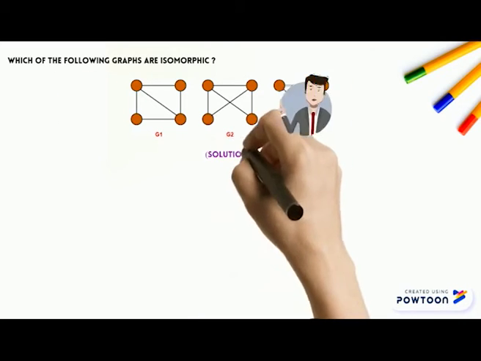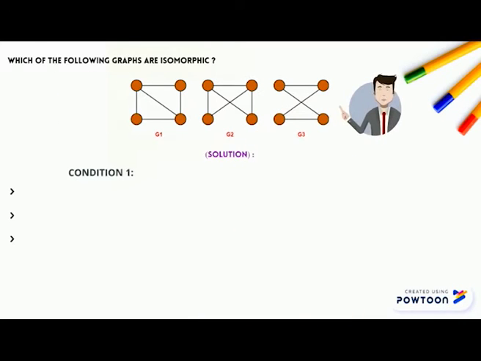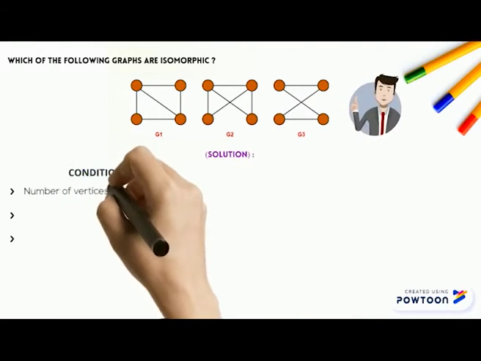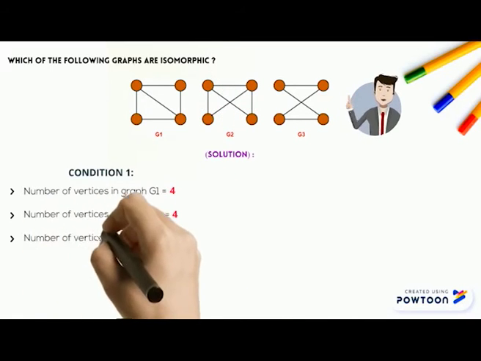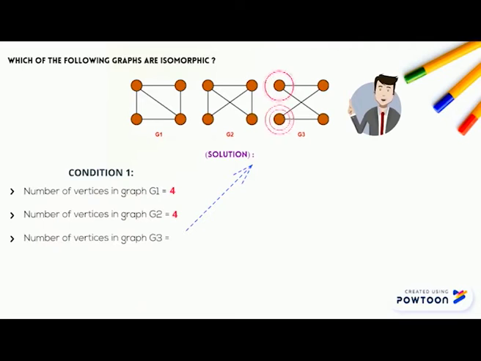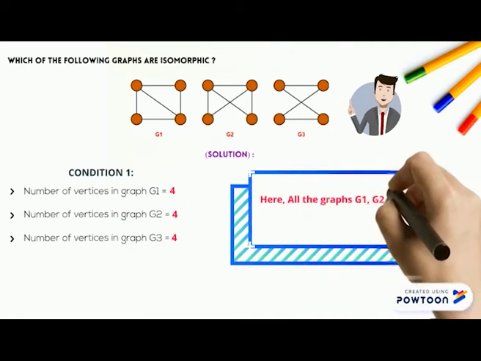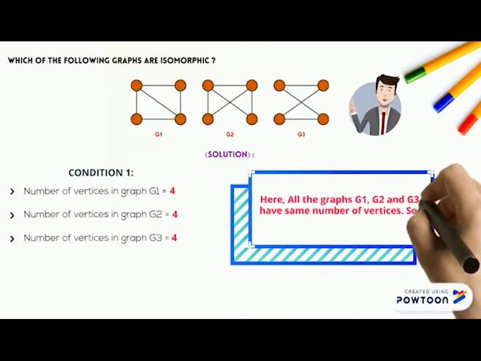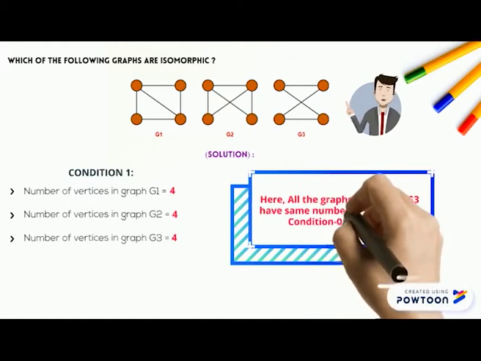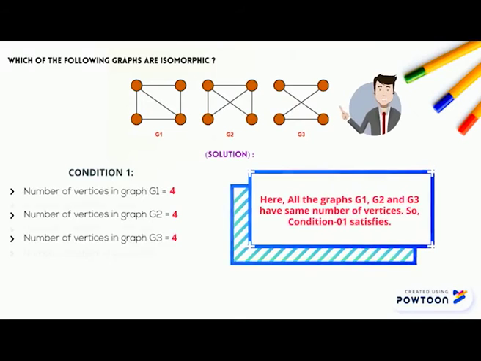Solution: Condition 1, number of vertices in the graph. Here, all the graphs G1, G2 and G3 have the same number of vertices, so condition 1 is satisfied.